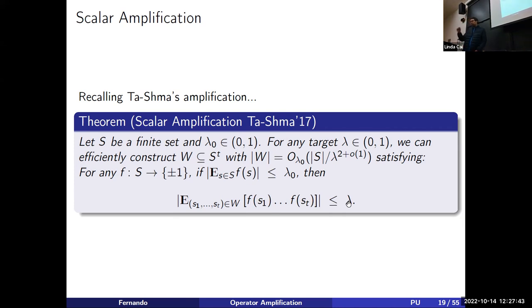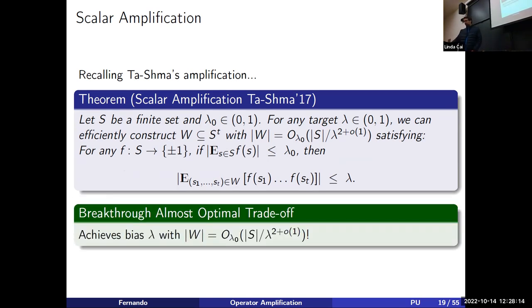So you started with some function, and you think that lambda naught is bounded away from one, but potentially large. And now after you do this product along the tuples, you get something that's very small. So that's what's going on. It's easy to get something small, but what's non-trivial here is that the support size with which we are achieving this lambda has this form here. And this is an almost optimal trade-off. So this was the main technical ingredient in Tashma. Achieving lambda with a W that has this support size is very good.